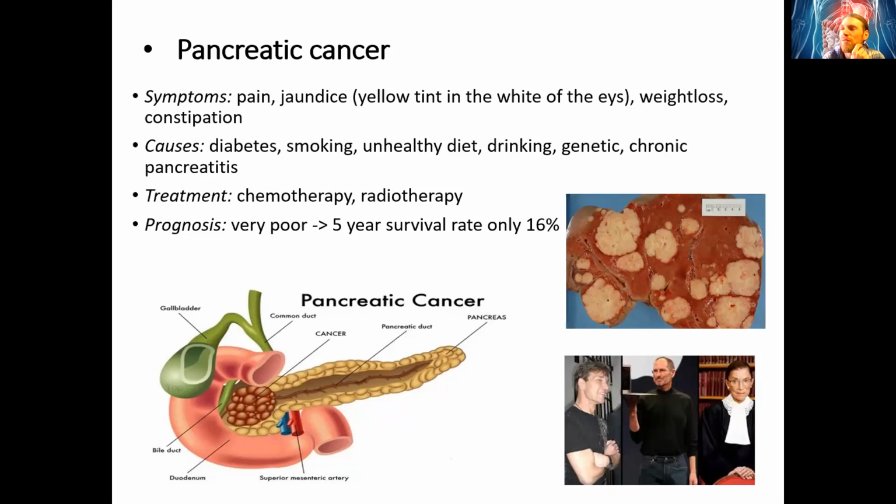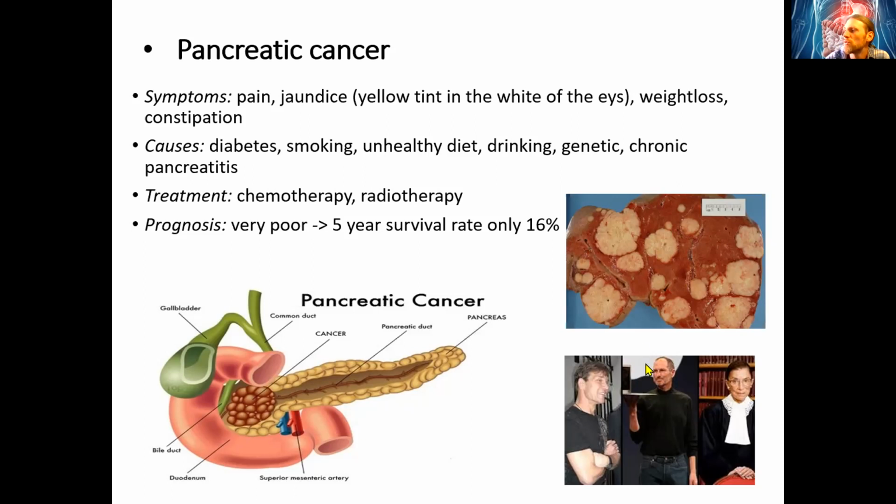But the very nasty thing about pancreas cancer is that if you look at the prognosis, it has a 5-year survival rate of 16%. This means if 100 people get pancreas cancer, then after 5 years, of those 100 people there are only 16 still alive. And those 16 people also don't have 20 years left. So it's a very, very deadly disease.